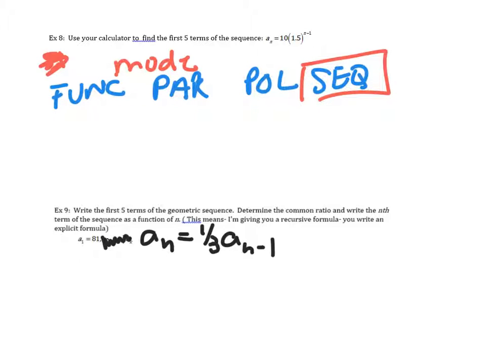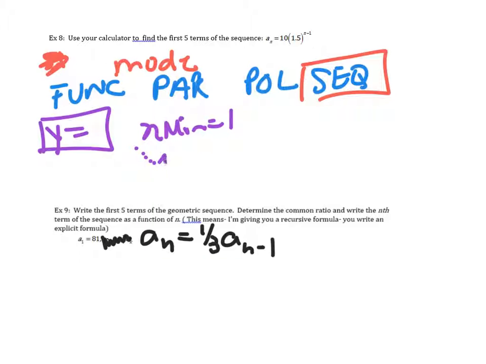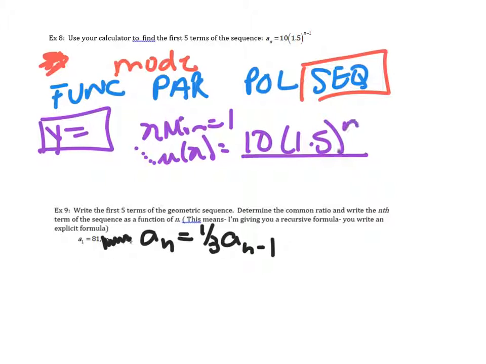If you go and highlight sequence, then go to y equals, and you'll notice that it kind of says n min equals 1, u, slanted n. So you're going to write your equation in here. So you would write 10 to the 1.5 n minus 1.